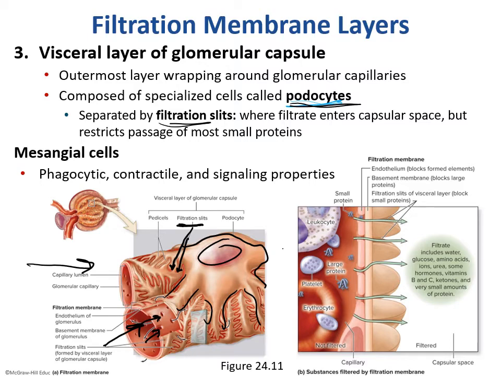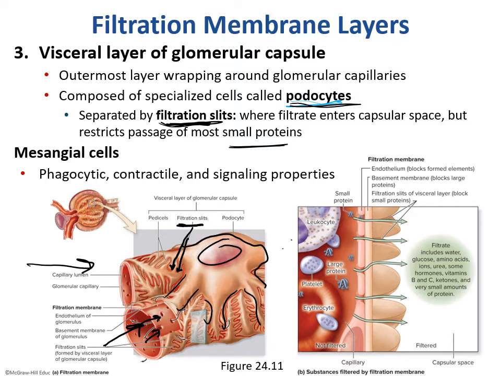So if any of those smaller proteins were able to sneak out of those fenestrations of the glomerular capillary endothelial cells, they weren't as necessarily repelled by that basement membrane being negatively charged. And now this visceral layer of the glomerular capsule, these filtration slits are going to be far too small for those small proteins to even squeeze their way through.